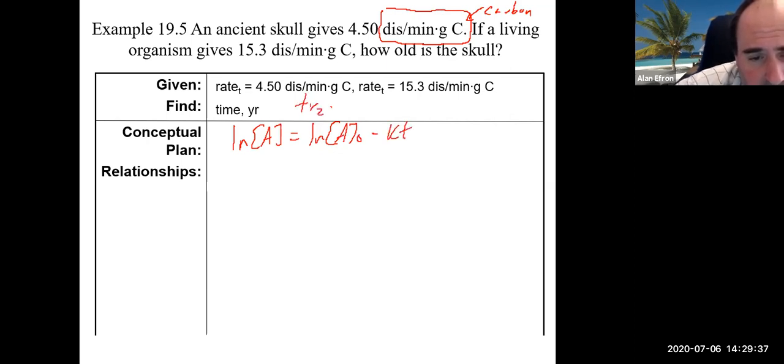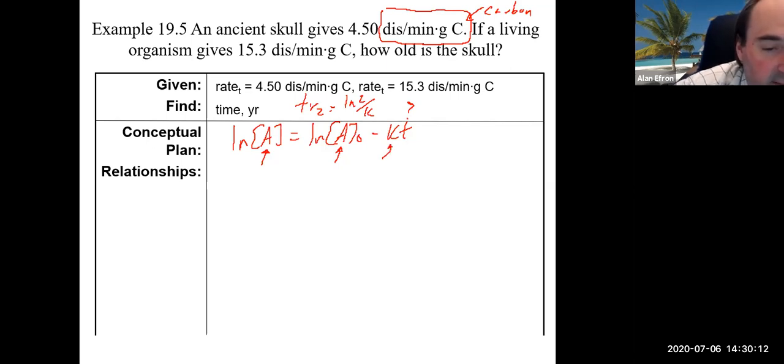And again, our half-life is equal to the natural log of 2 divided by k. And in this case, we have an ancient skull and we have a living one. So much like in life, right, we live first. So that's our starting. And then we don't live so much at the end of our life, right? So that is our ending. So obviously the ancient skull is the final. The living is the beginning. That means that we are looking for time in this case, how old it is.